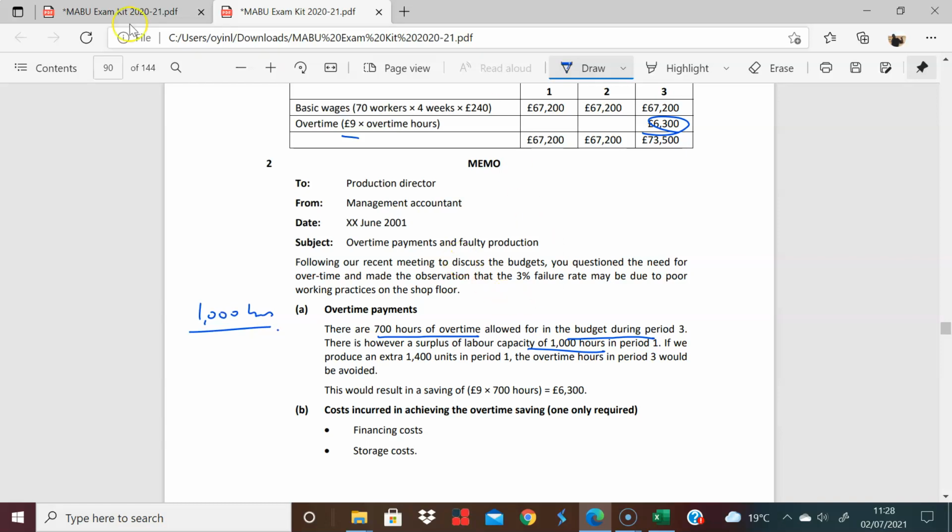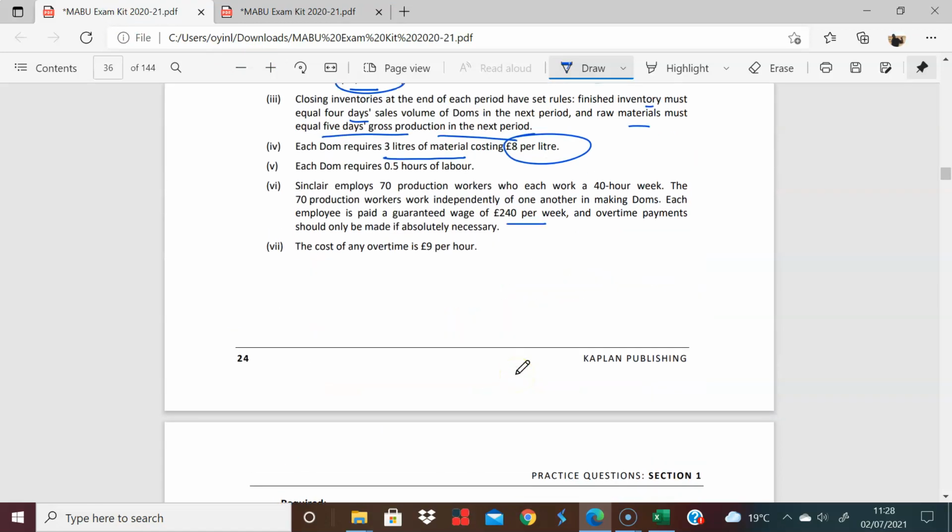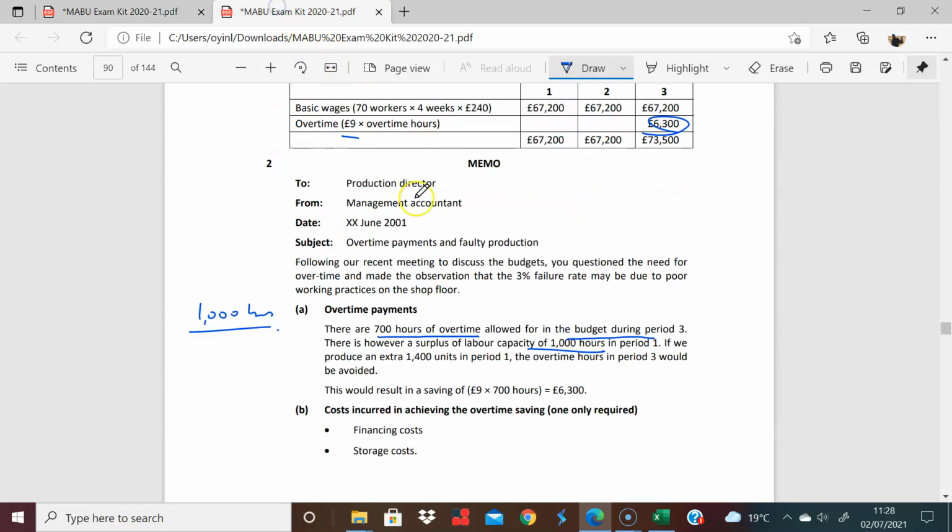So if we go back to that period, the argument really is that you have 1,000 spare hours and you need 700. Whatever units you were going to make with that overtime, you have 700 hours for overtime. 700 hours at 0.5 hours a DOM is 1,400 units, and you can easily make those 1,400 units in period 1, is what they're arguing. So make that, and you would avoid having to pay this overtime charge.